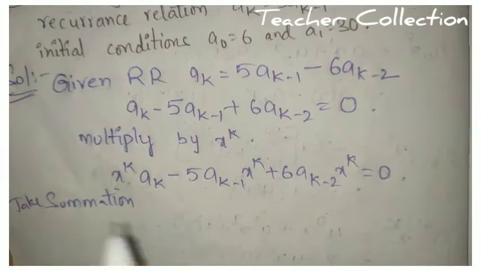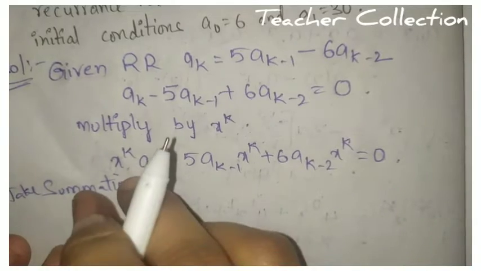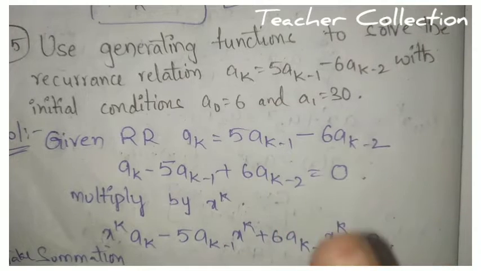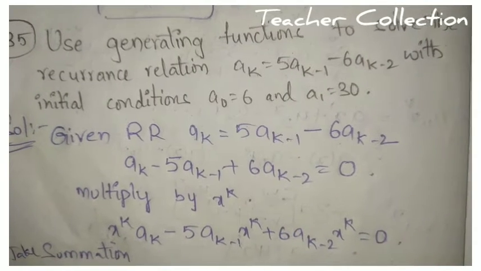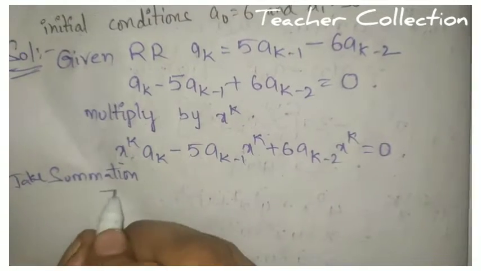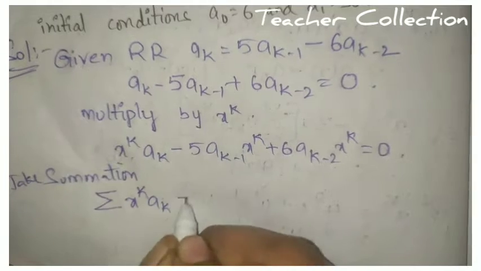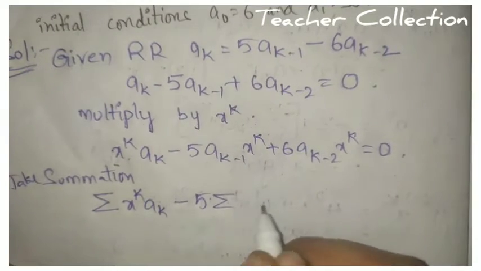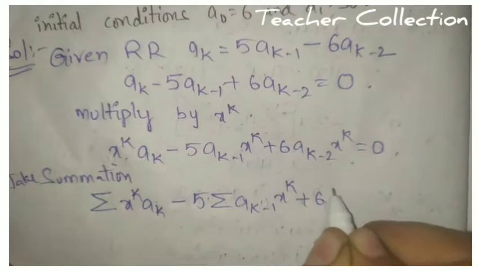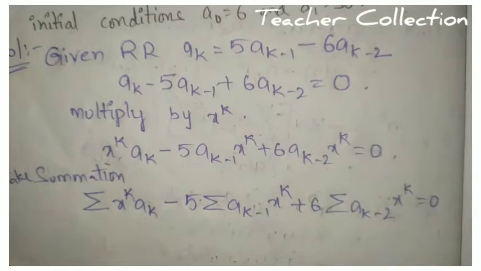While taking the summation, keep in mind that in the question they have not given anything like k greater than 2 or k greater than 1. So we'll take it like this: summation a_k x^k - 5 summation a_(k-1) x^k + 6 summation a_(k-2) x^k = 0.